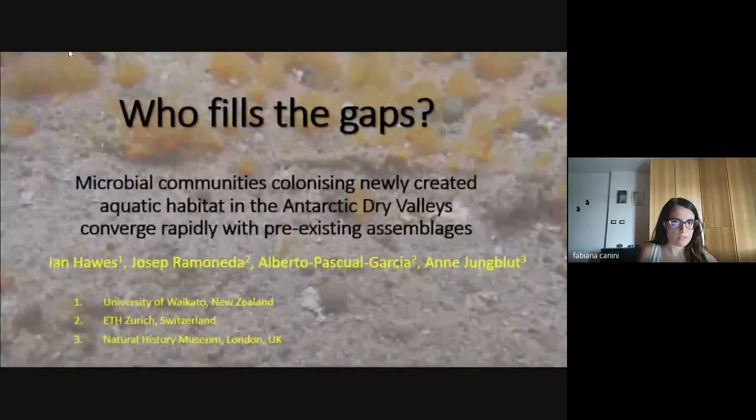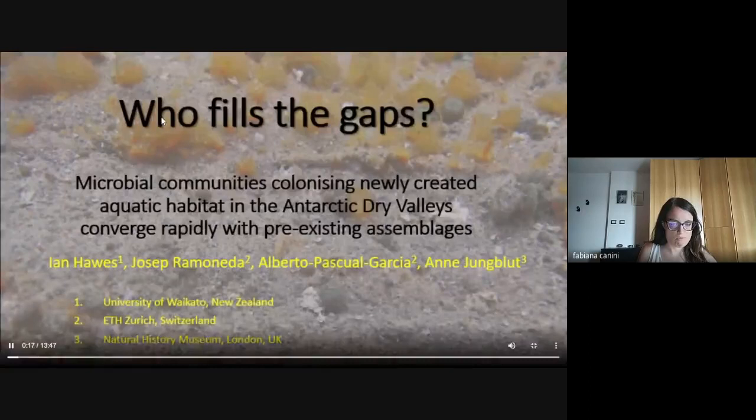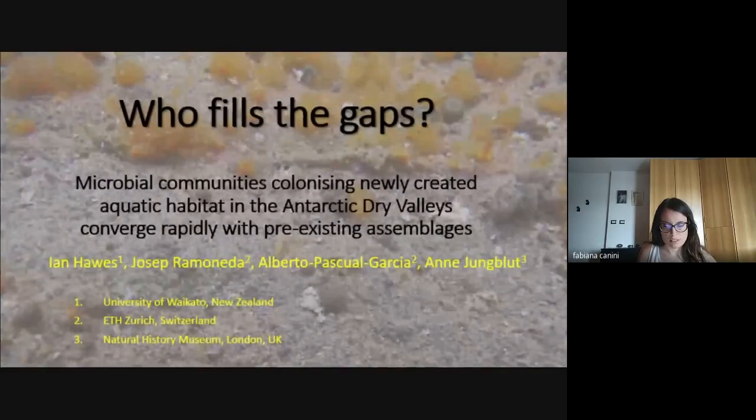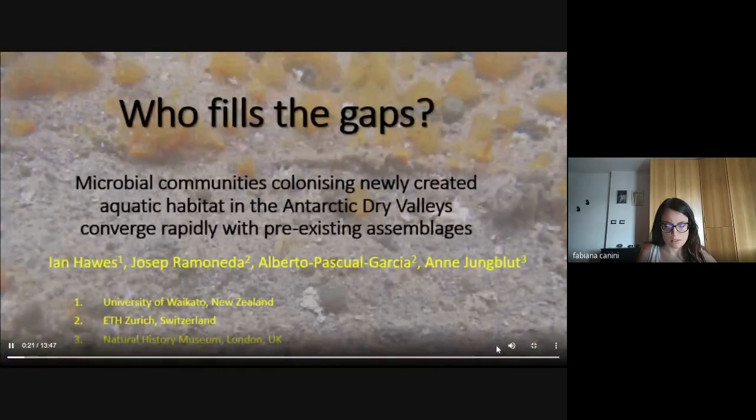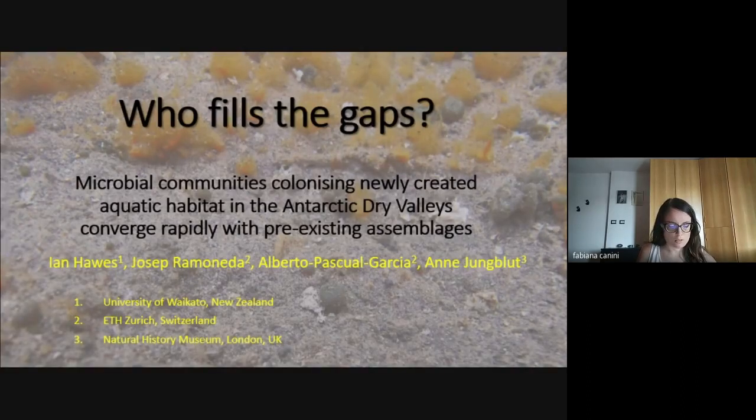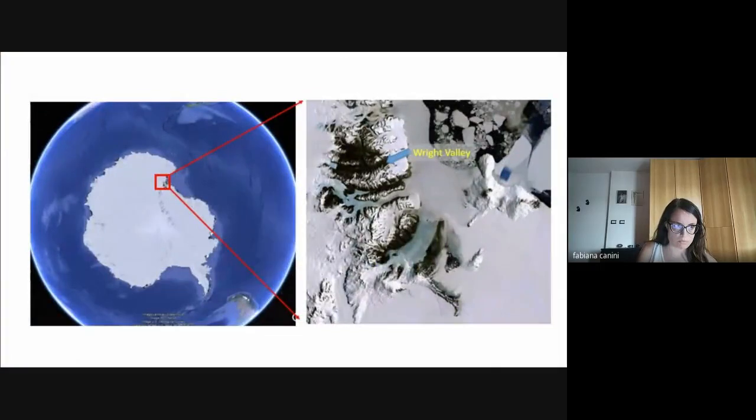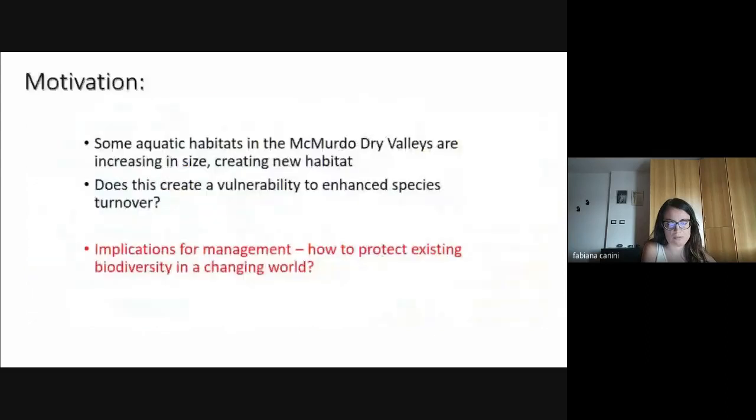Newly created aquatic habitat in the McMurdo Dry Valley region of Antarctica. The primary contributors are listed here, and a particular shout out to Jose, a student on the project, who did most of the actual work. Our location, the Dry Valleys, the largest area of ice-free land in Antarctica, are located here, pretty much due south of New Zealand, and the valley in which we're focusing our attention is the Wright Valley, indicated by the blue arrow on the right-hand side of the screen.